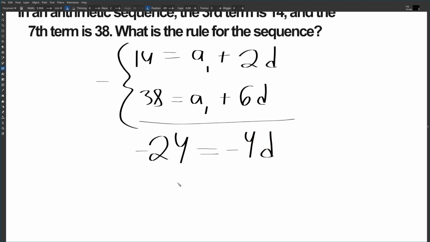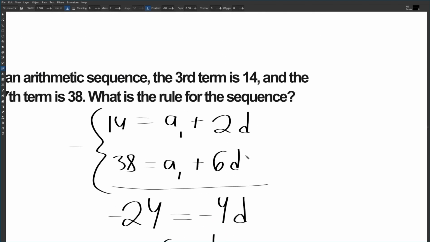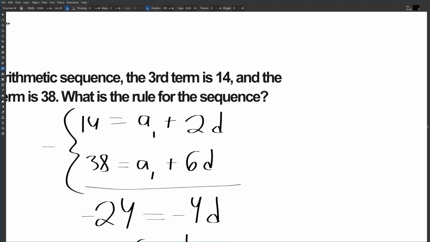Divide both sides by negative 4. The difference is equal to 6. And now that we know d, let's just write it down to the side here. D is equal to 6. And we can plug it into this first equation to find the other variable.